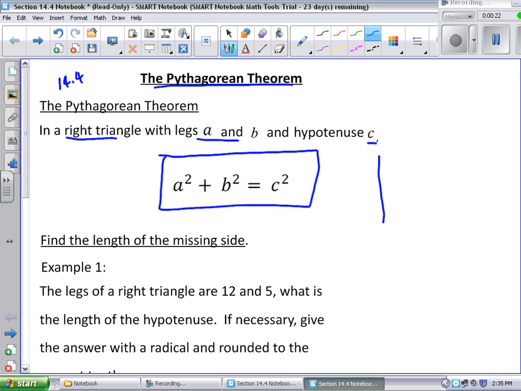Now a right triangle looks like this. It has one right angle, one 90-degree angle. The hypotenuse is always C, and the other legs are A and B, and it doesn't matter which one is the longer leg or which one is the shorter leg. You'll just call them A and B.